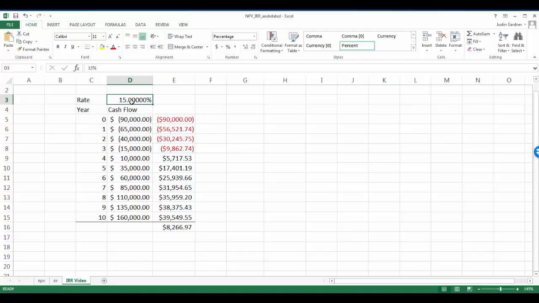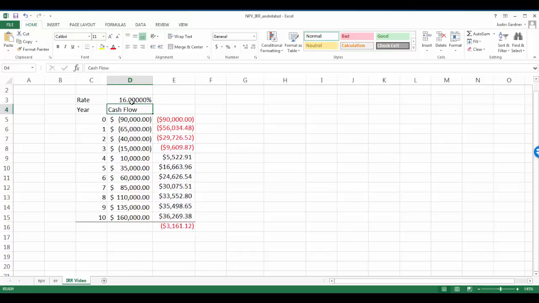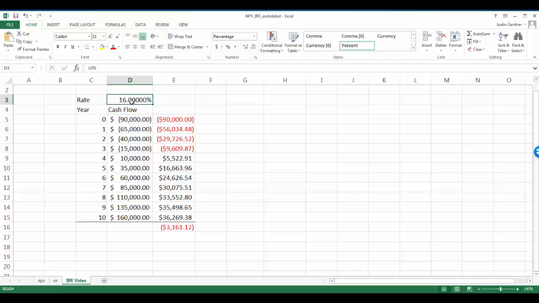So we have 15 and that number's not right, so we're going to type in 16. And we get a negative number. So we know we have to be somewhere between 15 and 16%. So let's take a wild guess and try 15.5% interest and hit enter. Now we're at a positive number. So we know it has to be somewhere between 15.5 and 16%. So why don't we try 15.75%? And now we have a negative number, so we've gone too far. So we know the actual internal rate of return is somewhere between 15.5 and 15.75%. Let's try a different number, 15.7.